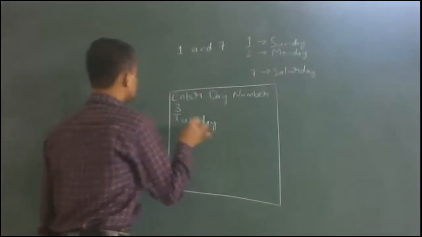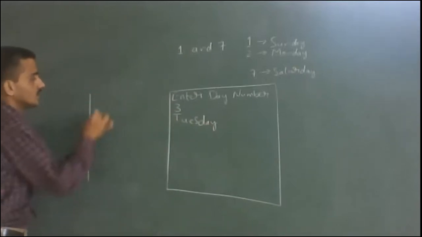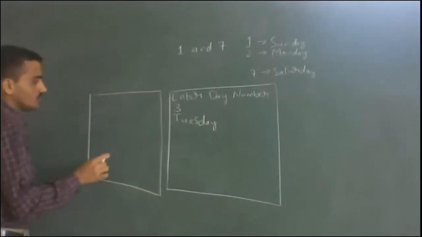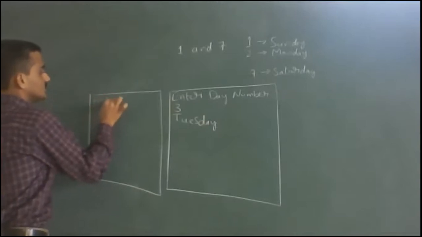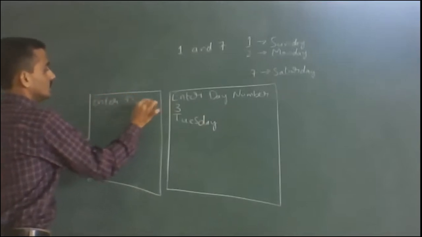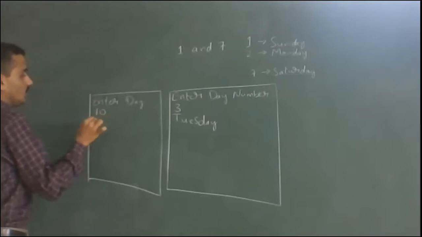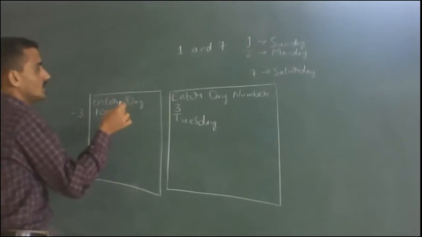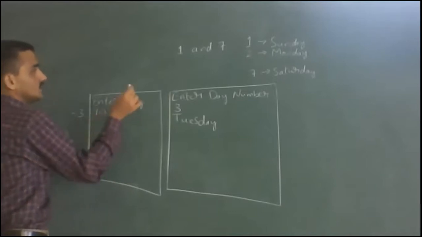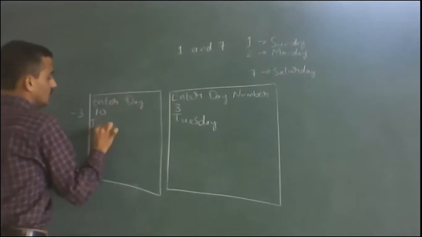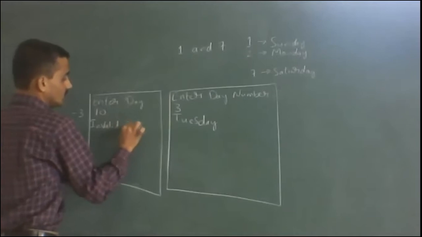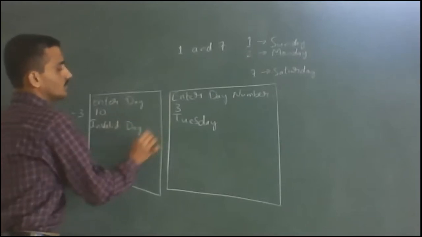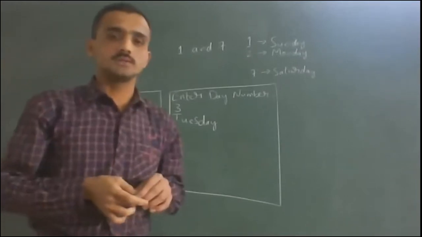Then if you run it one more time and it says enter day number, suppose I enter 10 or -3, less than 1 or more than 7, it should say invalid day number. In this way it should print. I hope we got it.